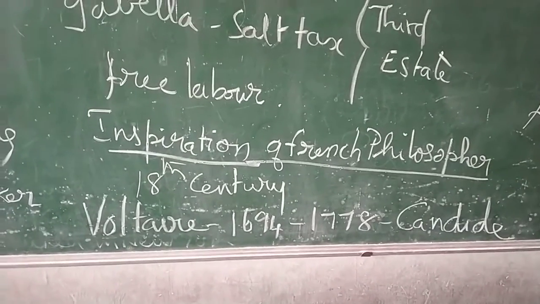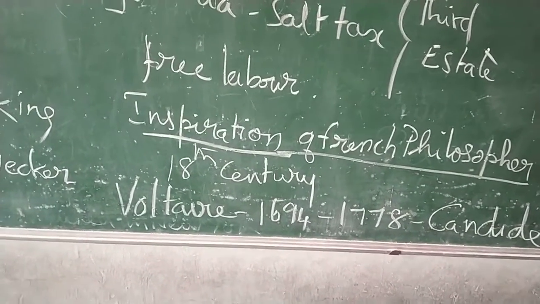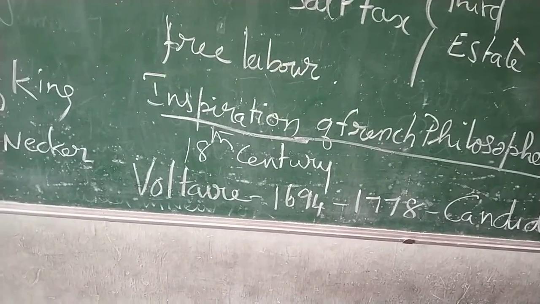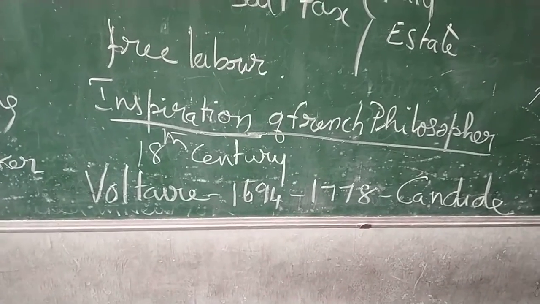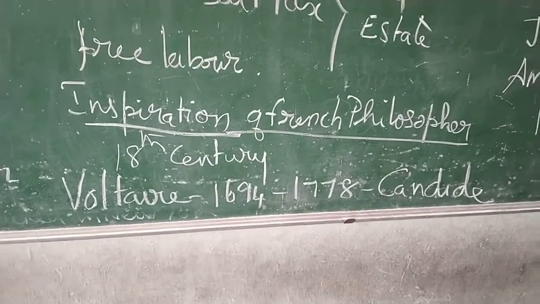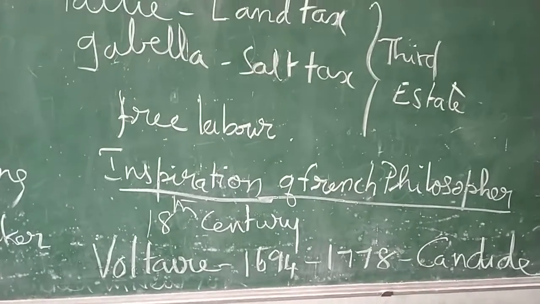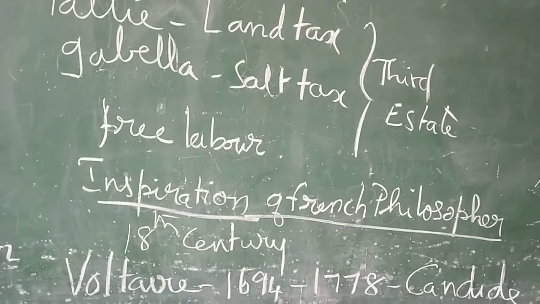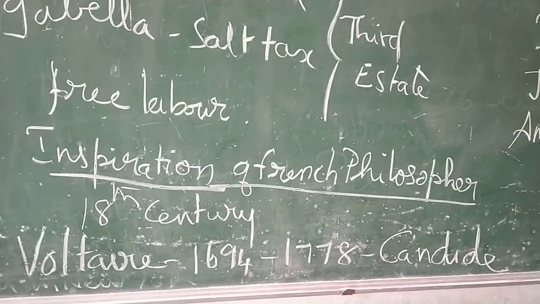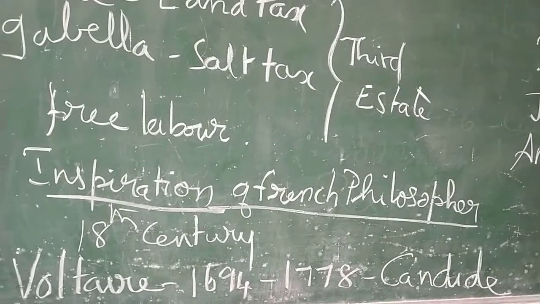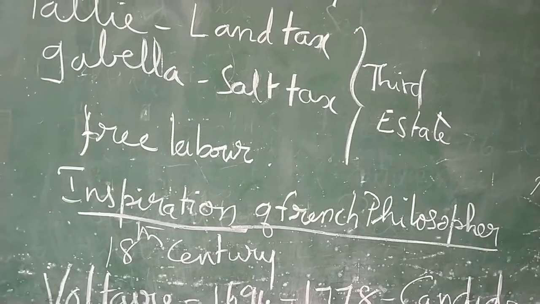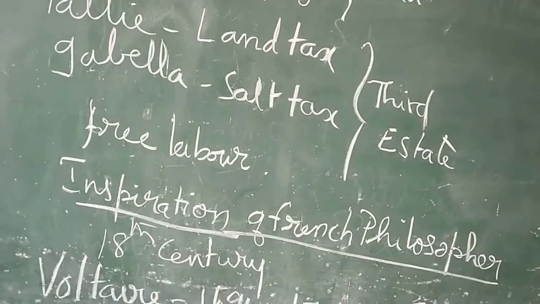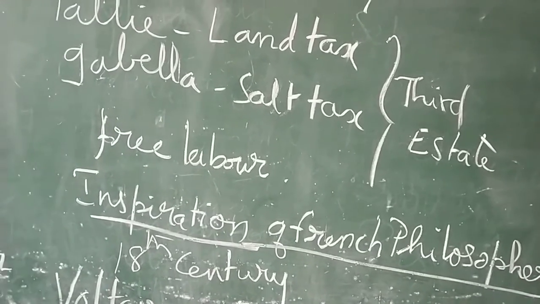Next, inspiration of French philosophers. French philosophers created the inspiration for the society to develop. There were three important philosophers during the 18th century, many thinkers and famous writers. One among them was Voltaire, 1694 to 1778. When he was imprisoned and banished, he had to live at Ferney near Geneva. Have you heard of the town Geneva, girls?